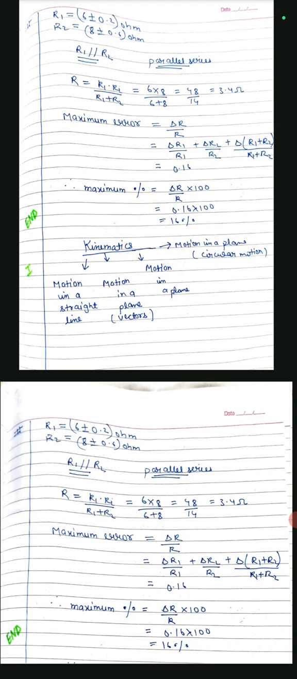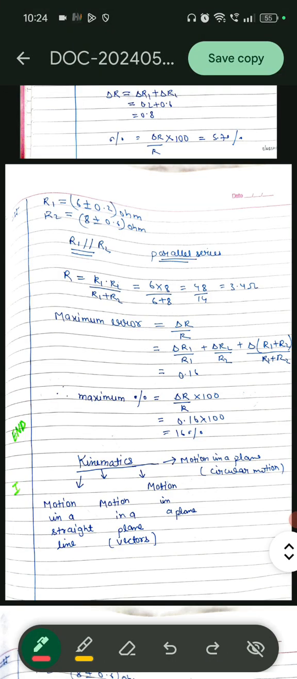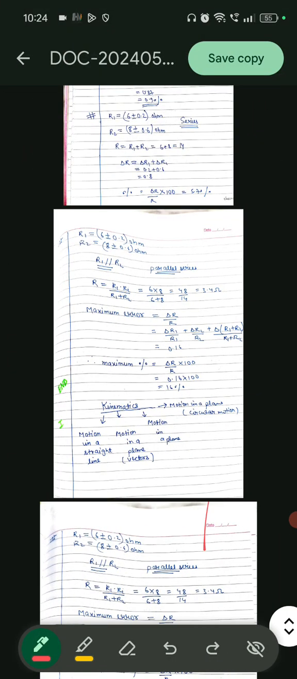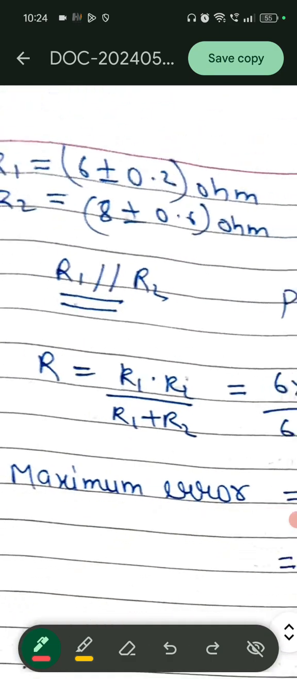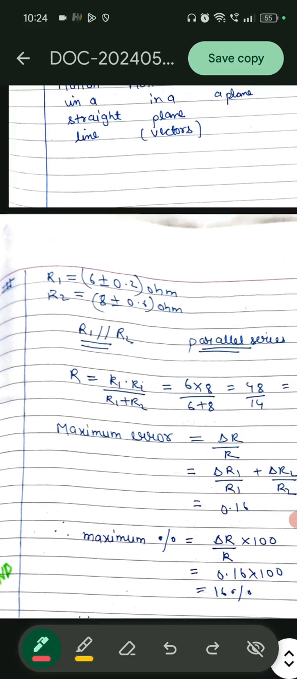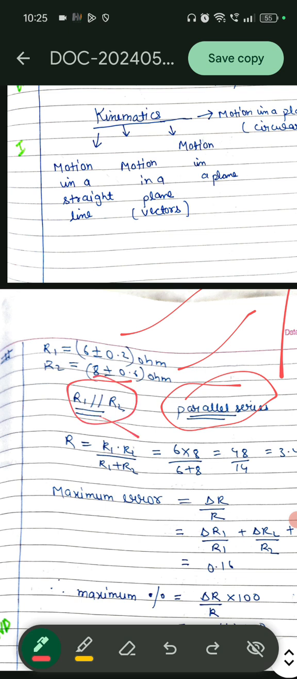Okay, so this is like given. Resistance 1, resistance 2 is given. So parallel, we know the parallel formula. If two resistances are in parallel, from class 10, if you have read in class 10, then it is very easy for you. We'll do a parallel adding.